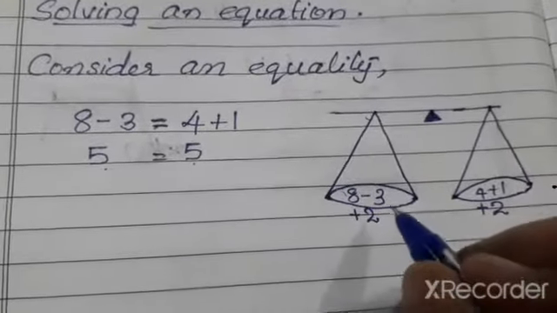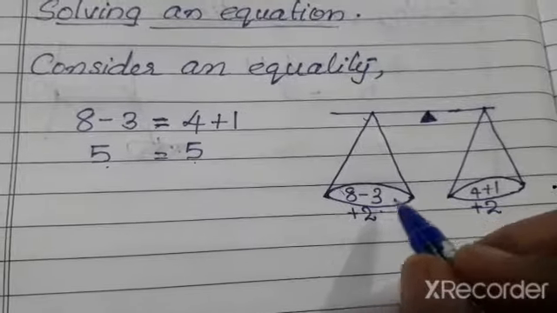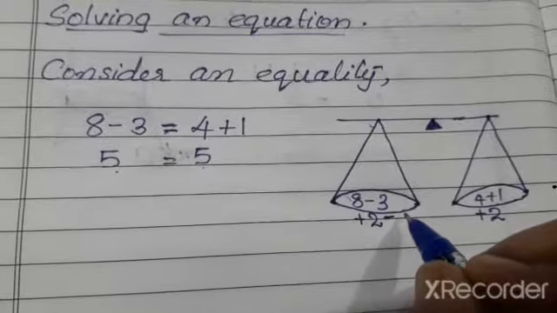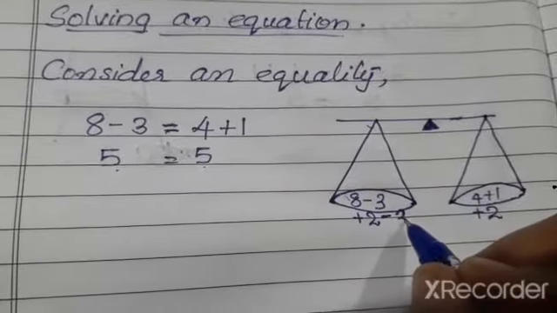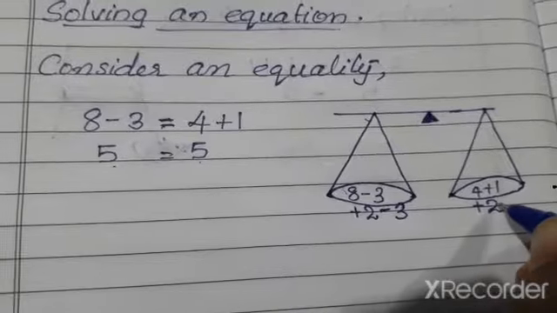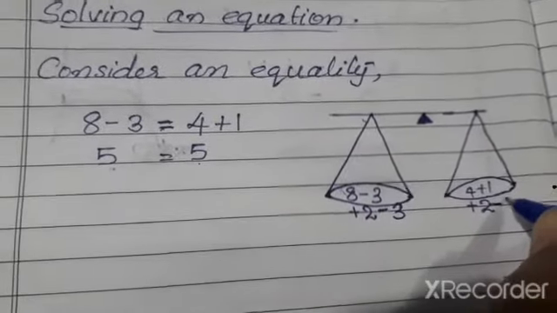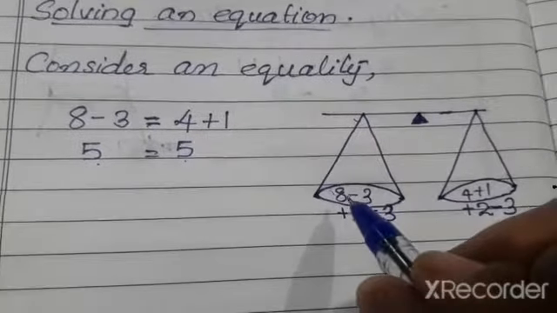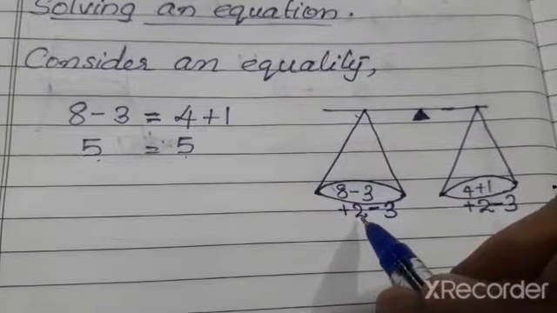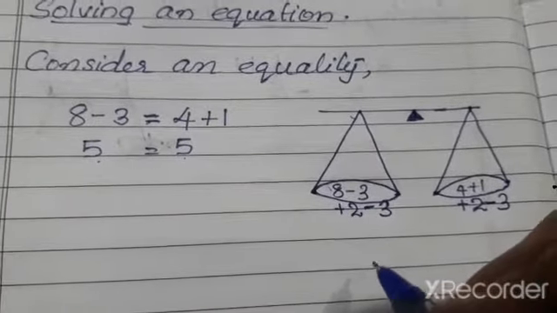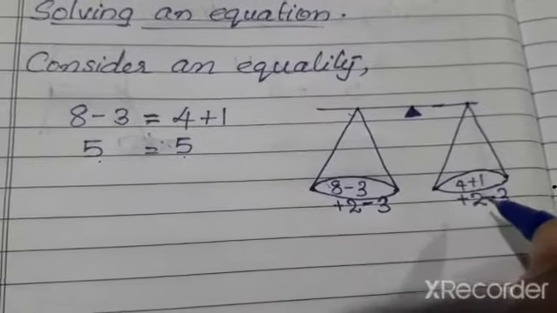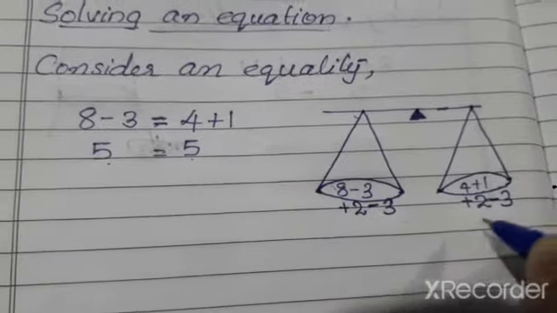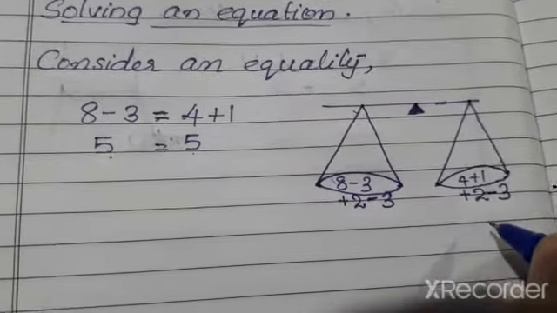So if I am adding the same number to both LHS and RHS, then the value will be the same. Now if I am subtracting a number from this, that is, I am going to subtract 3 from this. I am subtracting 3 from here and I am subtracting the same 3 from the right hand side also. Now look children, 8 minus 3 is 5, 5 plus 2 is 7. Now 7 minus 3 is 4, isn't it? And here 4 plus 1 is 5, 5 plus 2 is 7, 7 minus 3 is 4. So here we got 4 on both sides.